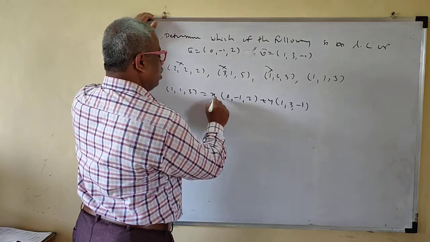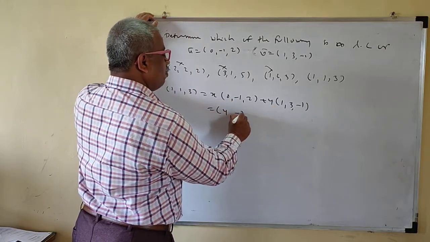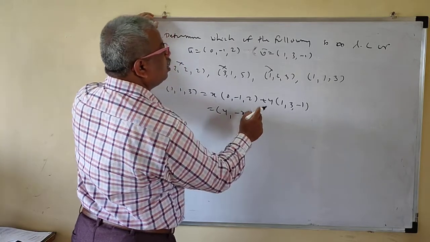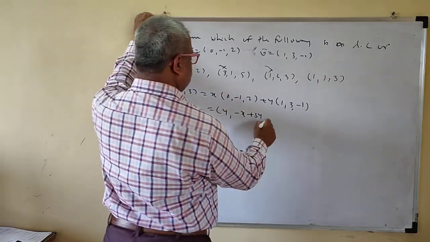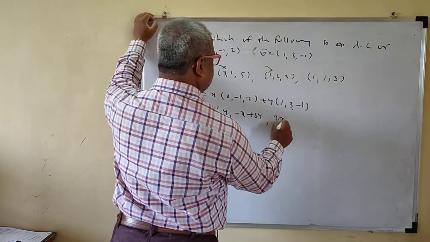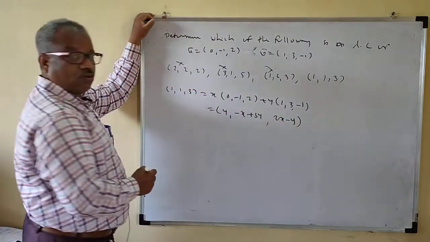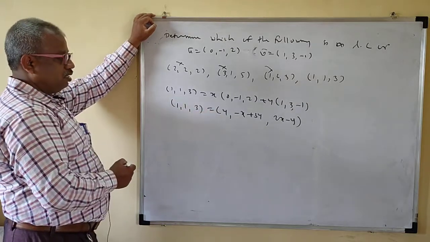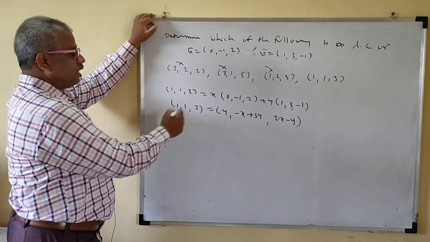So the first component is y, then minus x plus 3y, then twice x minus y. This is your component. This vector is what? 113. 113 is your vector. Okay, we'll check this now.